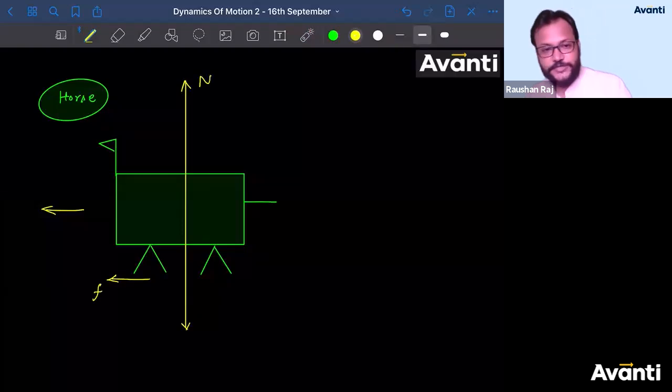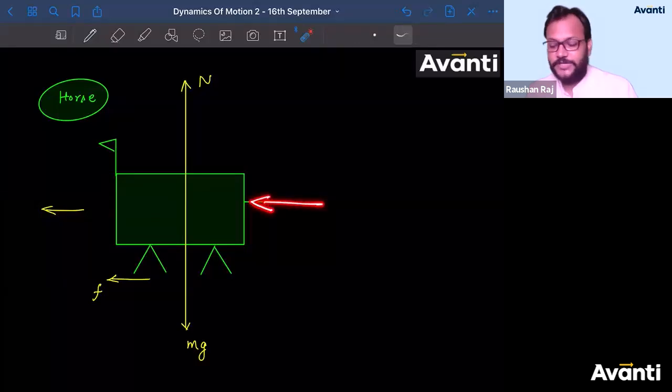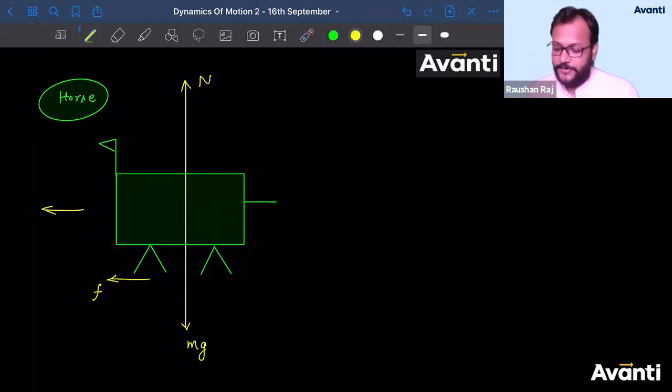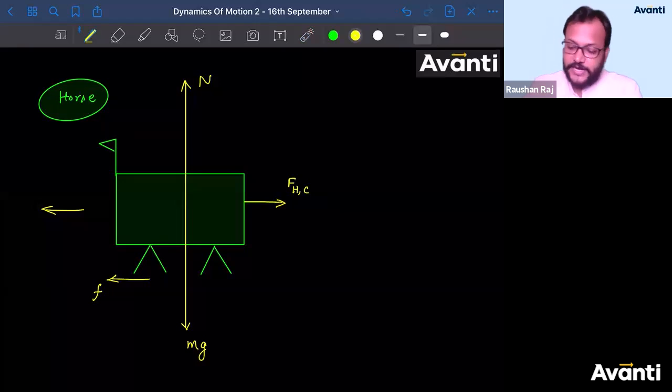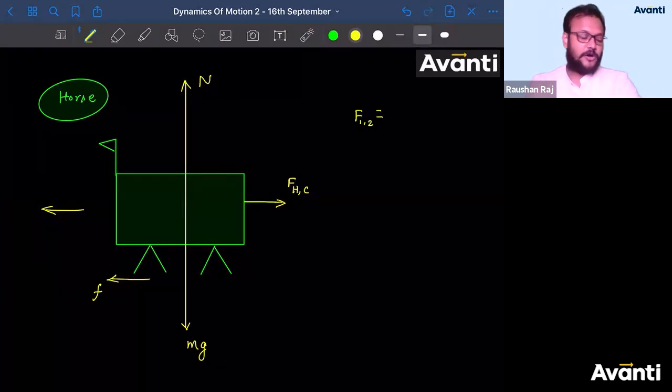Tell me guys, what are the other forces? तो होगा क्या बच्चा? When the horse tries to move forward, it will pull this string in the leftward direction. So the string or the cart will pull the horse in the rightward direction. So on the horse, there will be a force towards the right because of the cart. So force on horse due to cart. When I write this F1,2, what is the meaning of this?